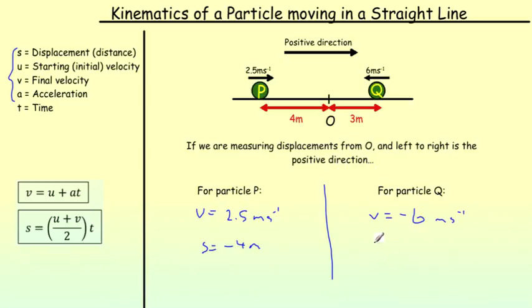For particle Q, the displacement will be 3 meters from O, or plus 3. We can just say 3 meters from the point O, in the positive direction, from left to right.